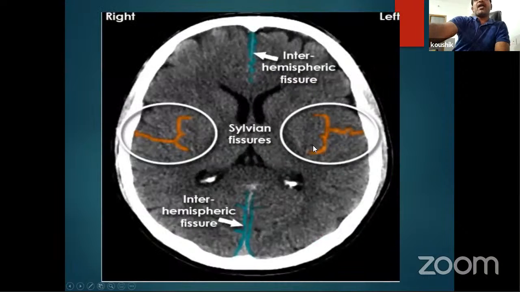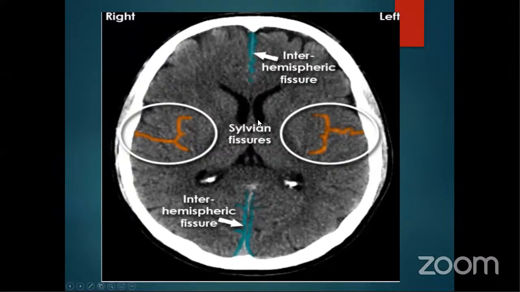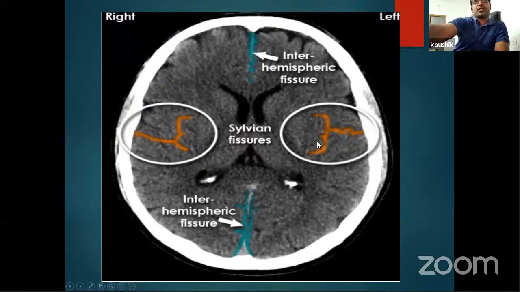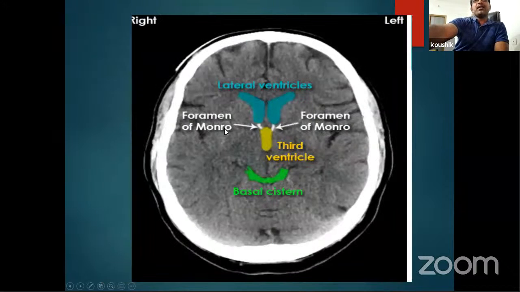Then we have some important structures here, like this is the anterior interhemispheric fissure, posterior interhemispheric fissure. These are the bilateral lateral ventricles, and this is the Sylvian fissure. Most of the time in the case of subarachnoid hemorrhage due to aneurysmal rupture, we'll find SAH in the Sylvian fissures. Then here comes some of the ventricular system, like the lateral ventricles, bilateral foramen of Monro, then third ventricle, and this is the basal cistern or quadrigeminal cistern.